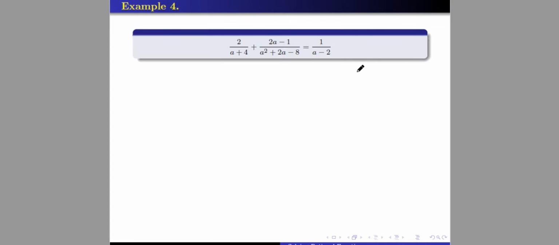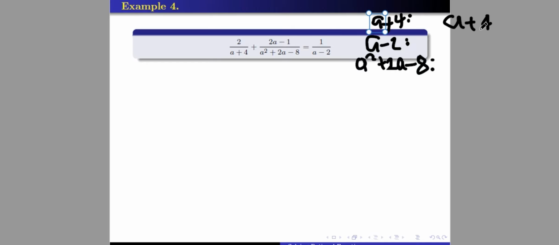Example 4. So we have this. Again, we'll write all the denominator, a plus 4. I will write first a minus 2. And then a squared plus 2a minus 8. So this linear expression here are non-factorable, a plus 4 and a minus 2. And take note, the factors of a squared plus 2a minus 8 are a plus 4.